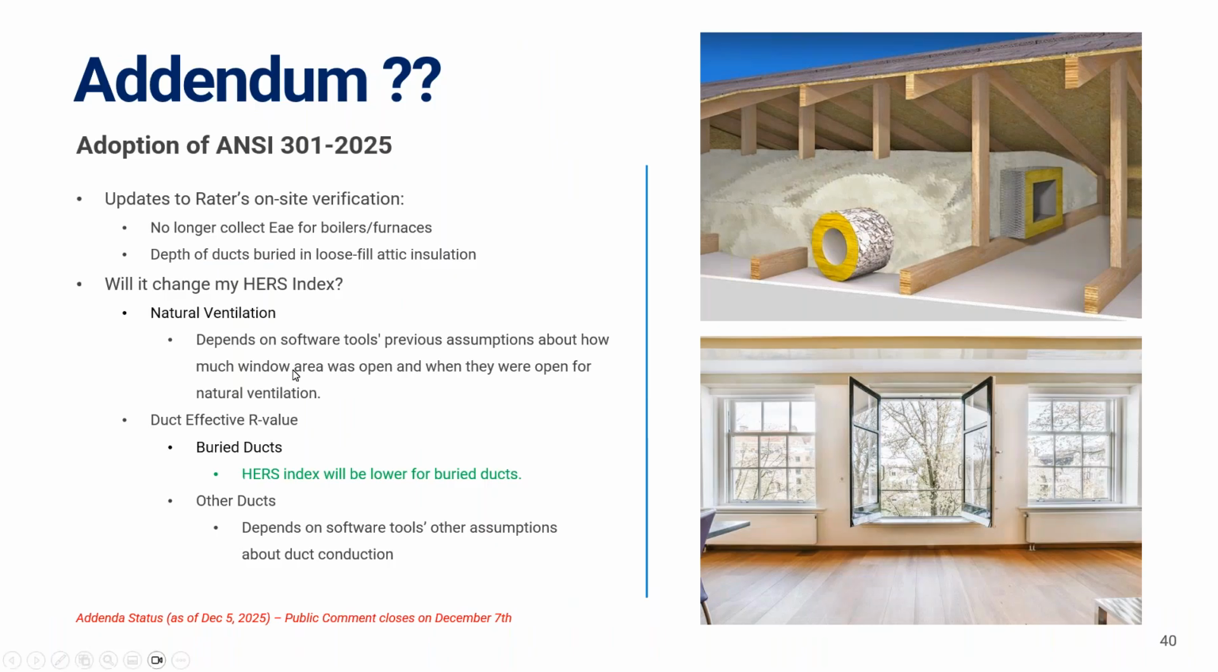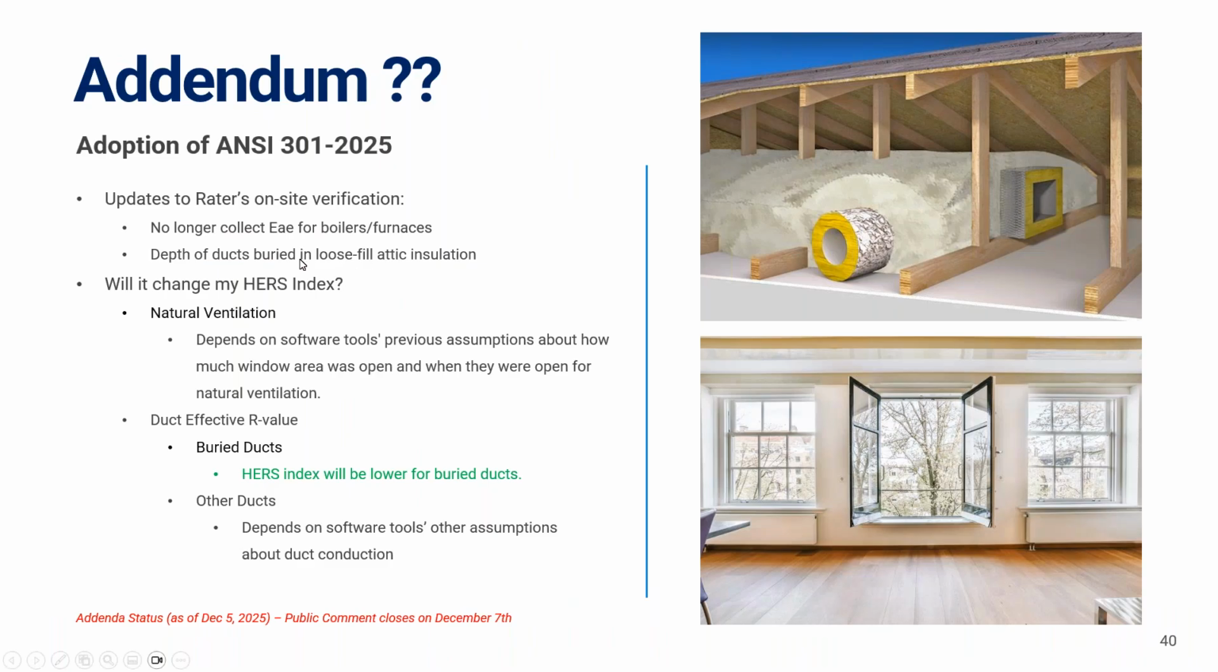Even though it's an entire change in the ANSI standard, this addendum will not actually have that many impacts for raters. One very minor one is we no longer collect EAE for boilers and furnaces, and that's largely because AHRI no longer reports that. It's no longer in product literature, so there are some default values that can be used.